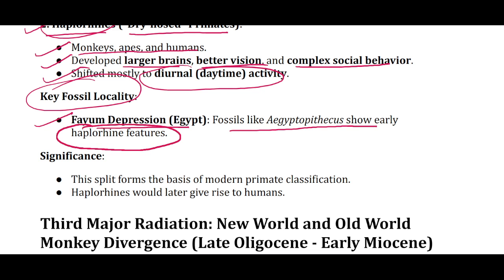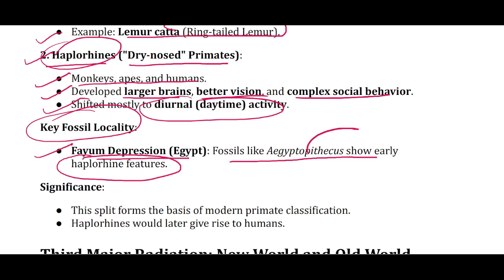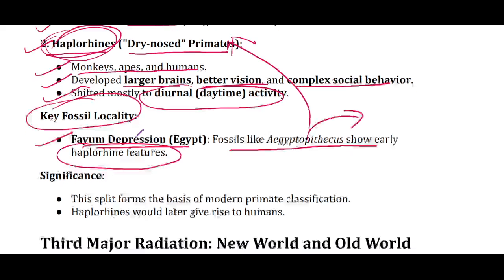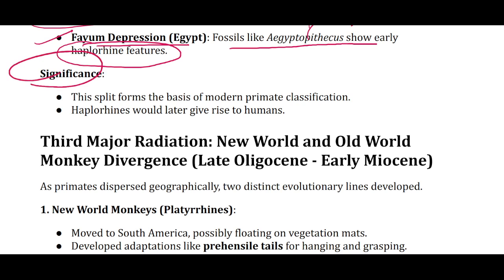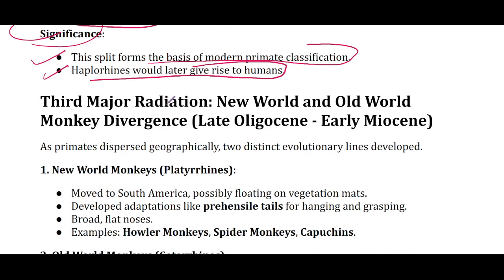early haplorhine features. क्योंकि Aegyptopithecus है that gave way to Dryopithecus and Australopithecines, सब के सब जो हैं they were derived from the haplorhines. Significance of this split, that this split formed the basis of modern primate classification and the haplorhine would later give rise to humans. वो कैसे है वो भी देख लिया हमने.